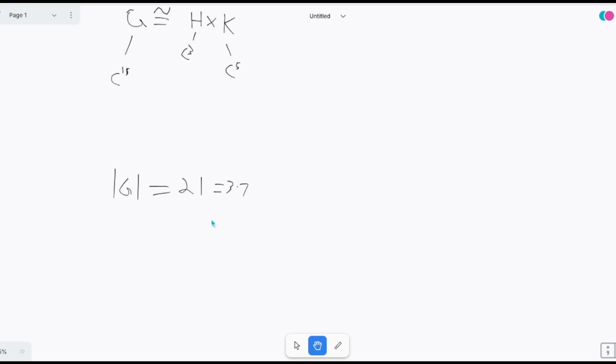So for this one, there are going to be 2 isomorphism classes. Either G is isomorphic to the cyclic group of order 21, or it's generated by 2 elements, x and y, such that x has order 7, and y has order 3.